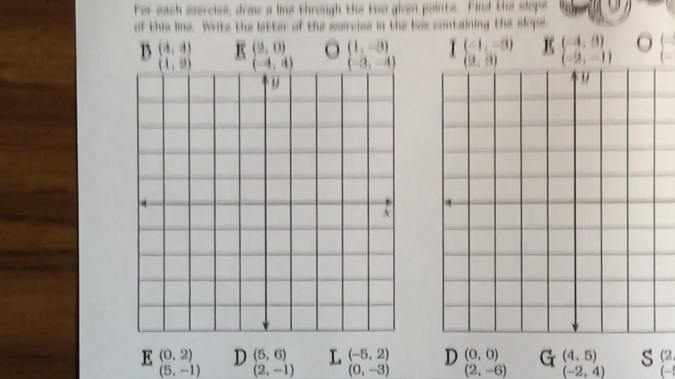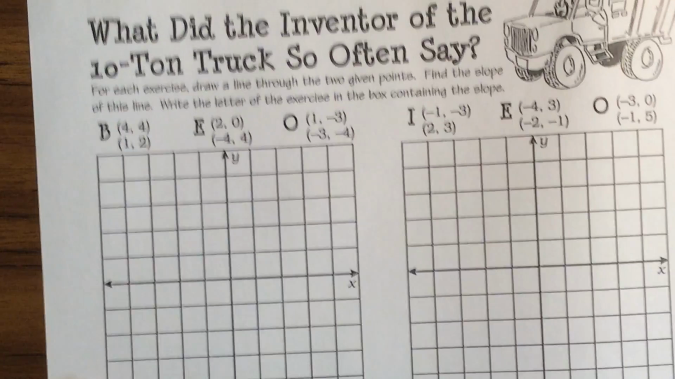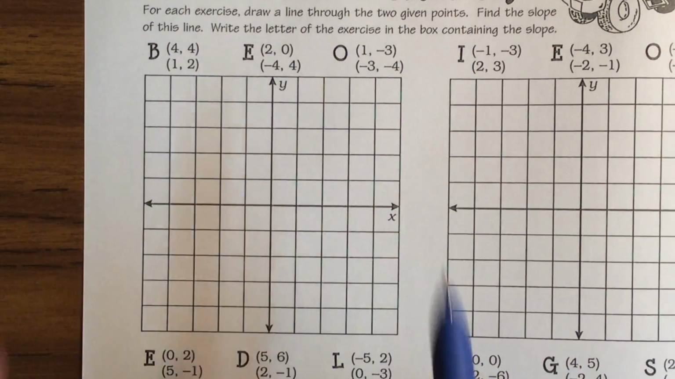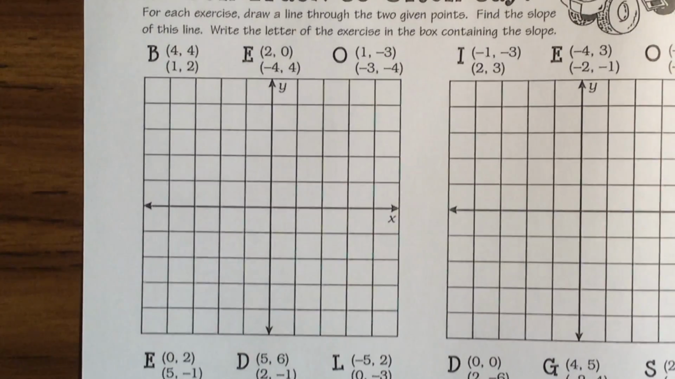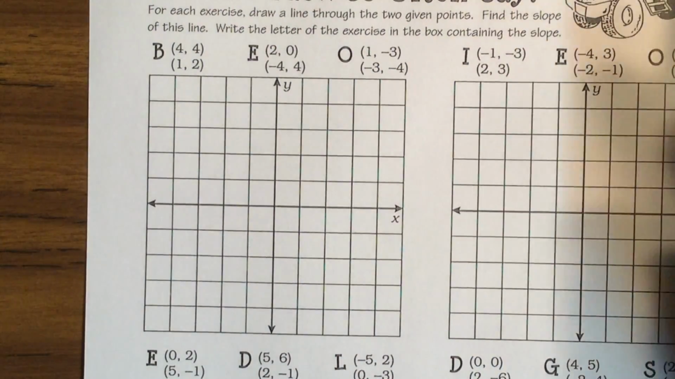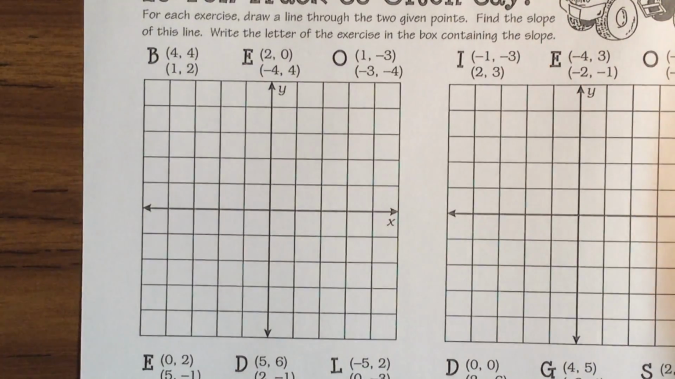Alright, this video is on Pizzazz 7.7, and we're going to do this first block here, and then the other three you can do by yourself. If you read the instructions, it tells you that they want you to plot the points, connect the dots, make the line, and then find the slope. So that's what we're going to do.